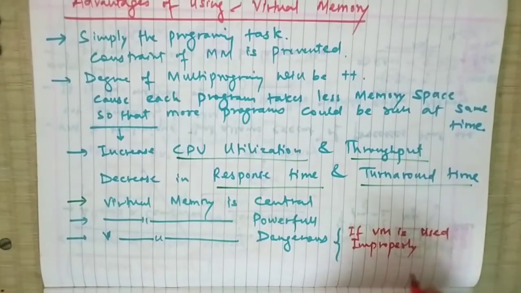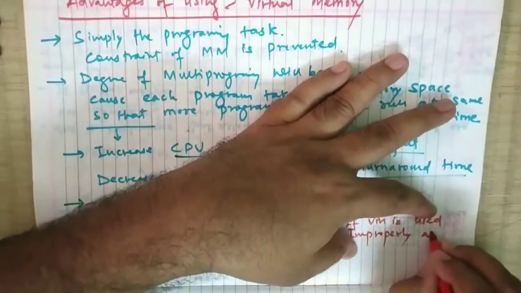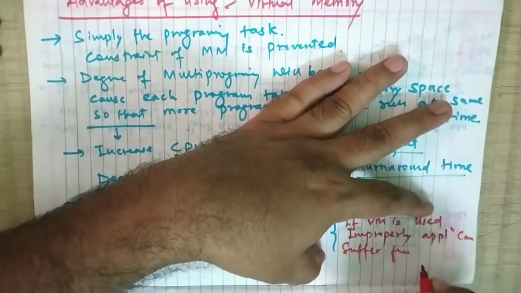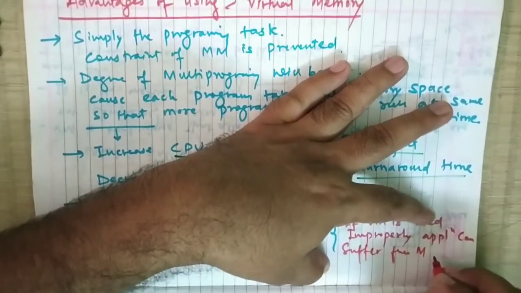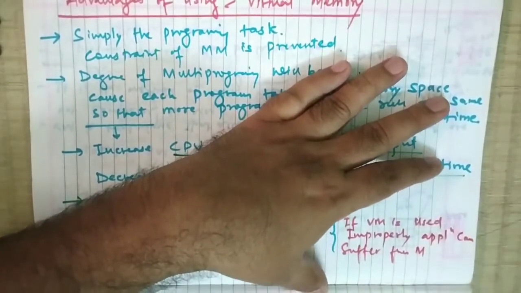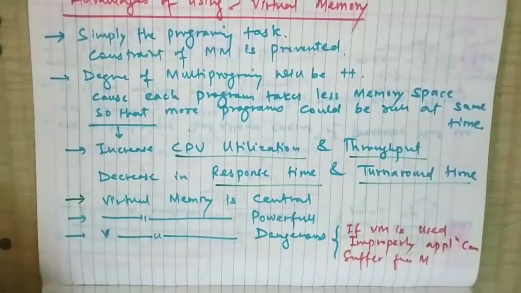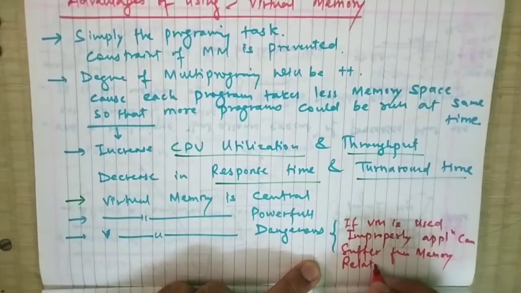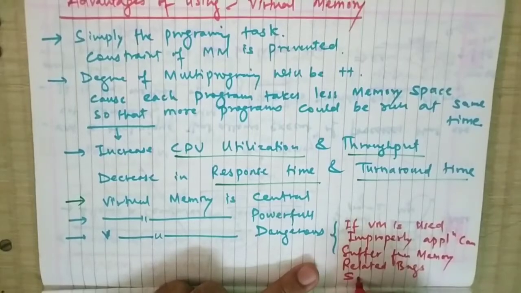So if virtual memory is used improperly, applications can suffer from perplexing and insidious memory-related bugs. We can write it in very simple language: memory-related bugs, like the segmentation fault.